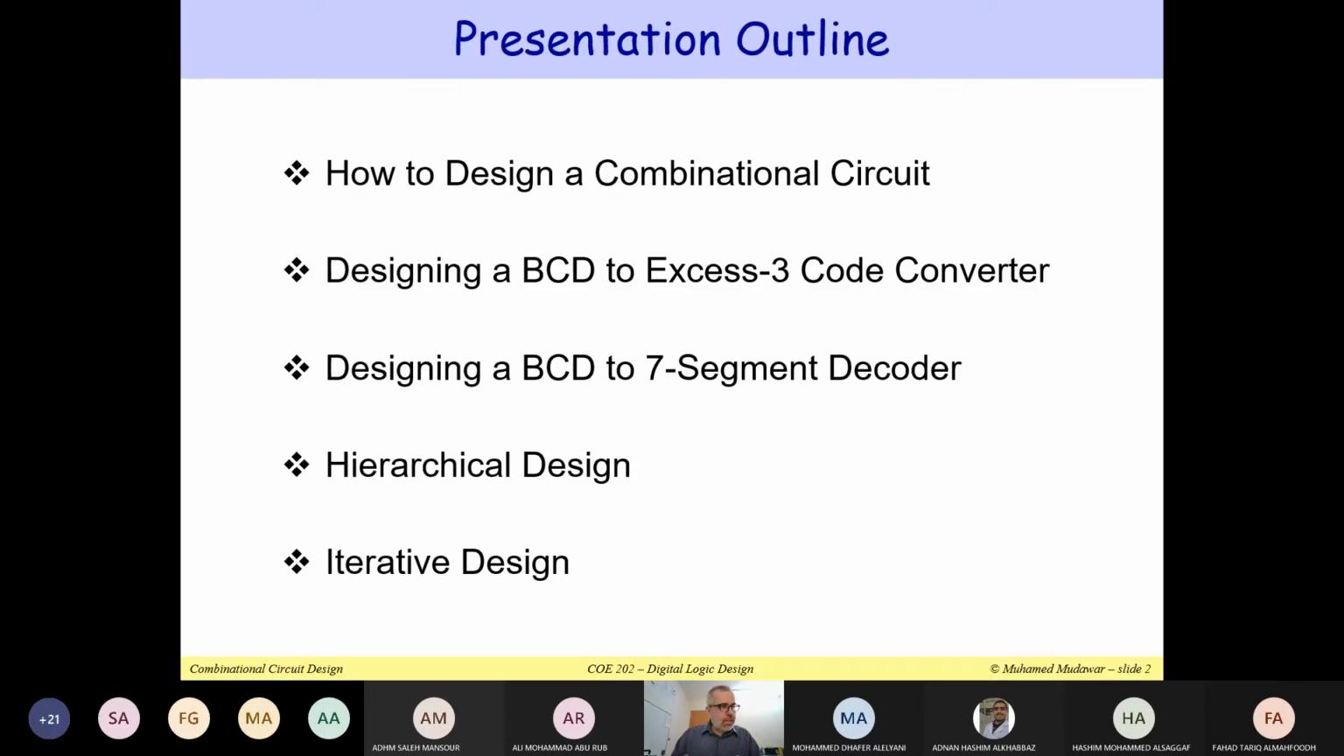So the question is, how do we design a combinational circuit? This is the outline of this presentation. I will show you some examples, for example, to design a BCD to XS3 code converter. This is one example of a design. How we can design a BCD to a 7-segment decoder. What's the meaning of hierarchical design? What's the meaning of iterative design? These are strategies for designing large circuits.